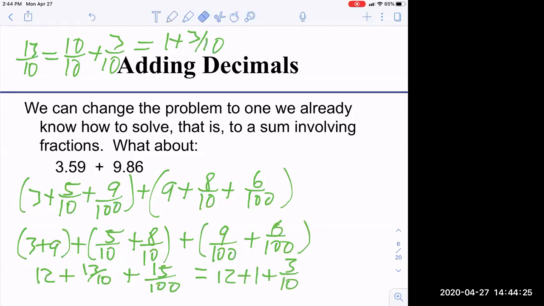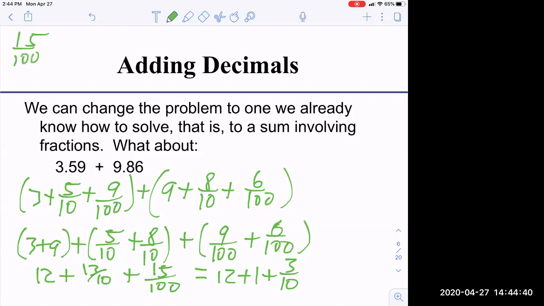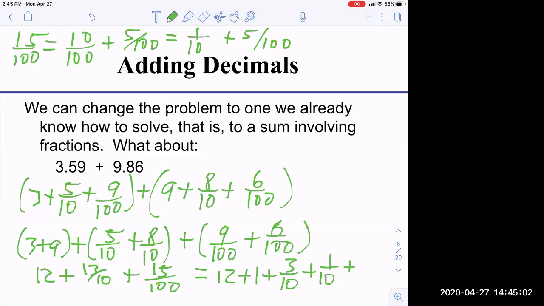Do the same thing up here for the hundredths. 15 100ths is 10 100ths plus 5 100ths. Well, the 10 100ths, that's really 1/10, and then plus the 5 100ths. So down here we have one more tenth, and we have the 5 100ths to finish off.